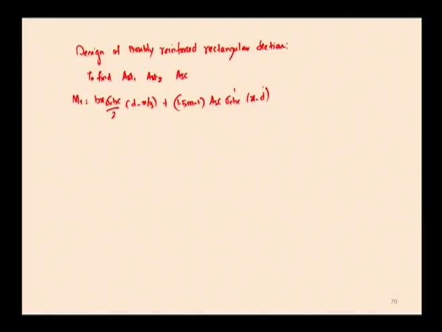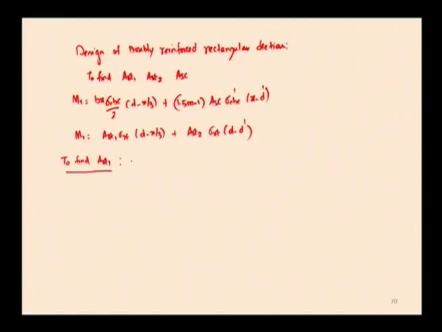This is one formula which is used to find out the moment of resistance. Another formula is AST1 into sigma ST into d minus x by 3 plus AST2 into sigma ST into d minus d dash.